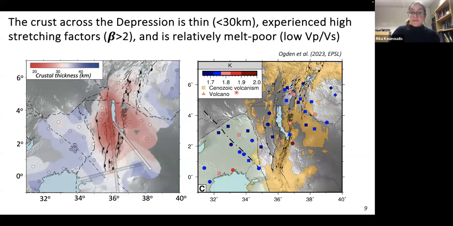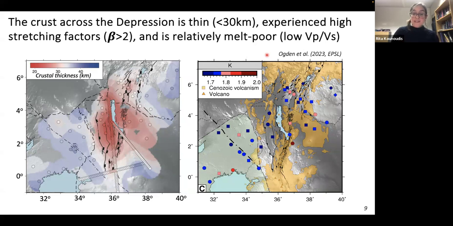We can see on the right VP/VS ratios for the bulk crust, and most of them are quite low. All these blue values here, 1.7 roughly. That's typical of areas that haven't experienced much mafic intrusion. And it's not too dissimilar to what we see in the craton to the south. Whereas in the Ethiopian Plateau to the north, a lot of these receiver functions would end up giving you a high VP/VS ratio, indicative of lots of melt. But that's not the case here. So interestingly, we're in an area that is underlain by a plume, but hasn't experienced as much magmatism.